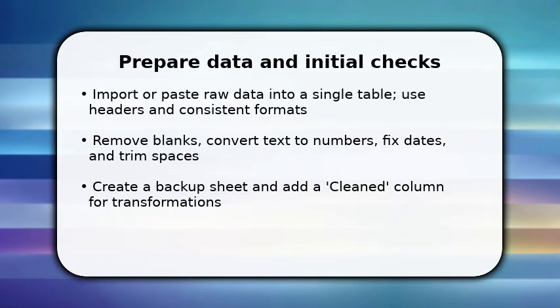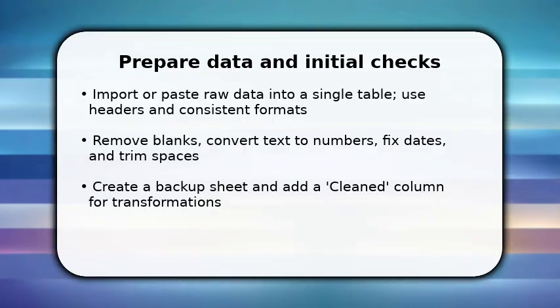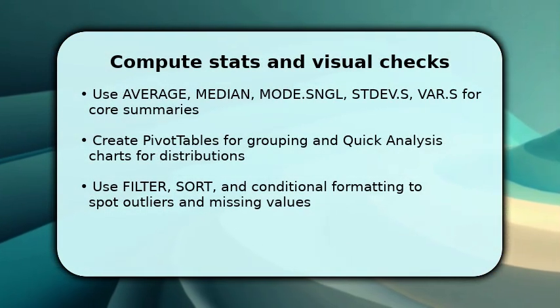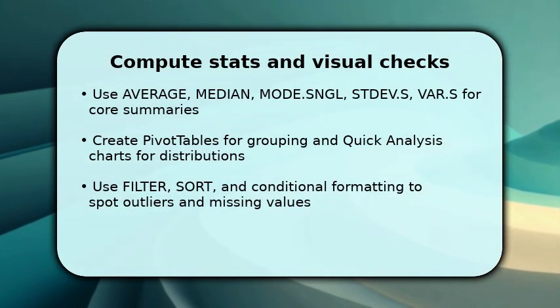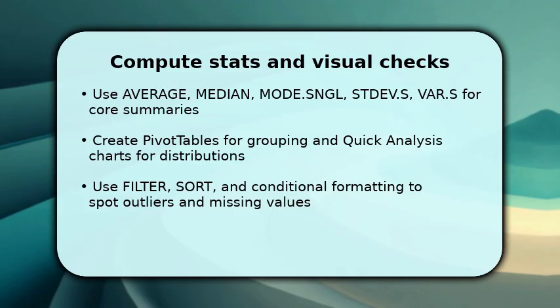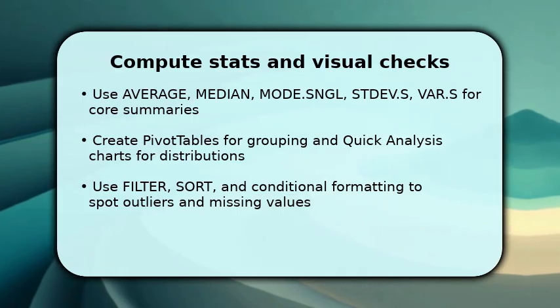Then add a cleaned column to apply uniform transformations and keep the original intact. This prevents accidental loss and lets you test formulas before committing to analysis. Now calculate descriptive statistics directly in cells or a summary table: average, median, mode, STDEV.S and VAR.S to understand center and spread.